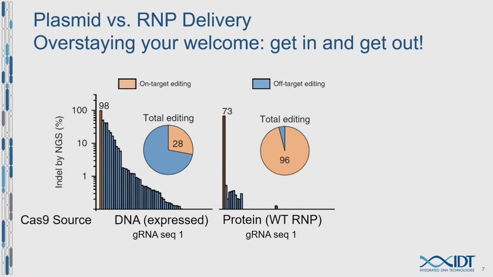And so simply by switching to RNP delivery, we've now maintained the high level of editing, but we've really reduced that level of off-target editing simply by delivering this as a protein rather than a DNA expression system.